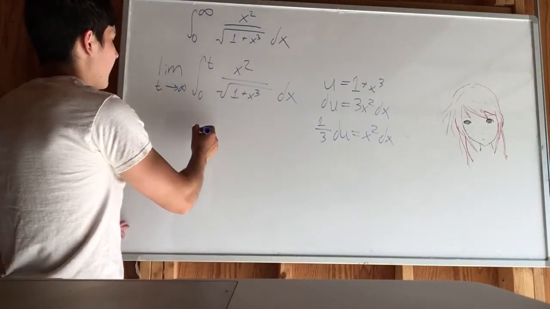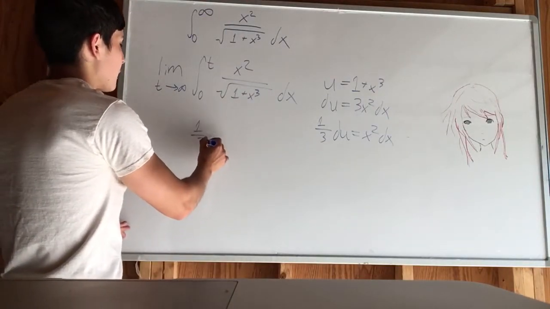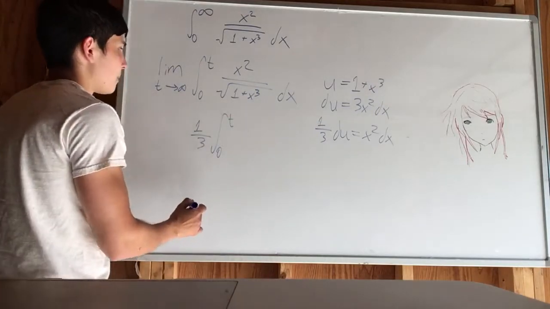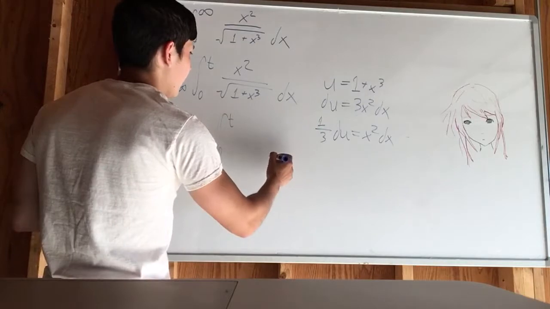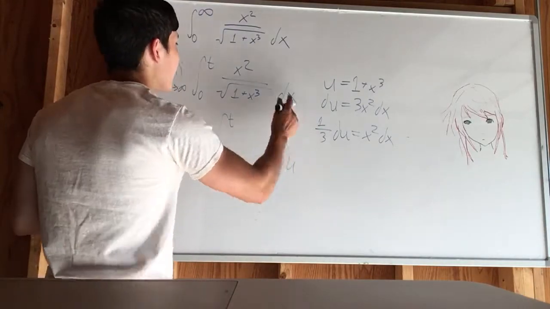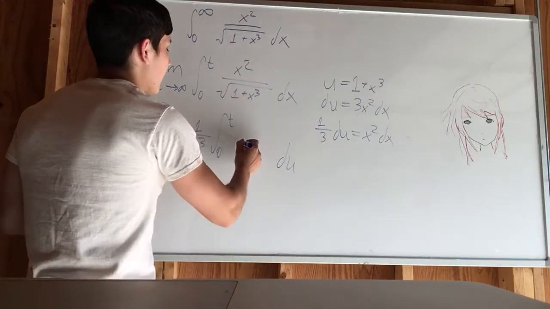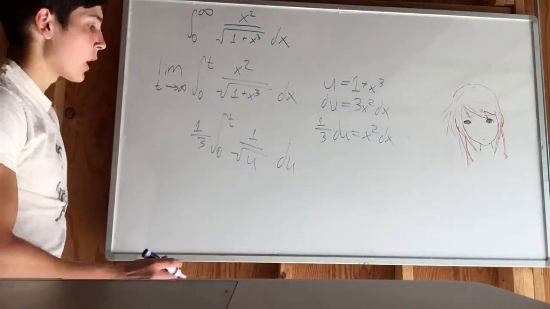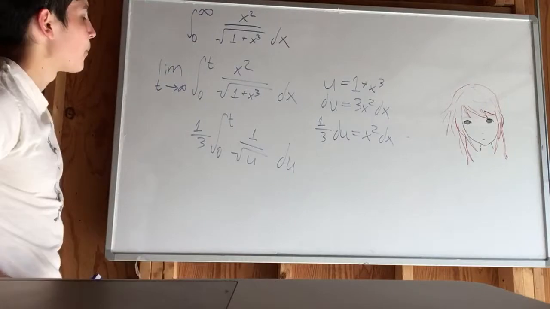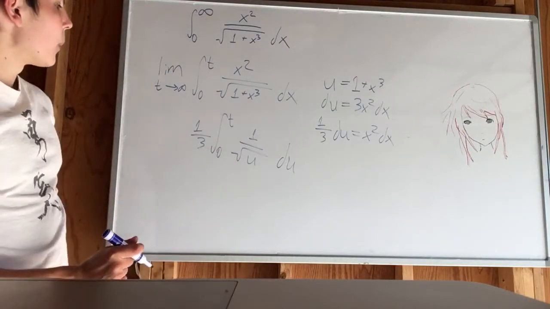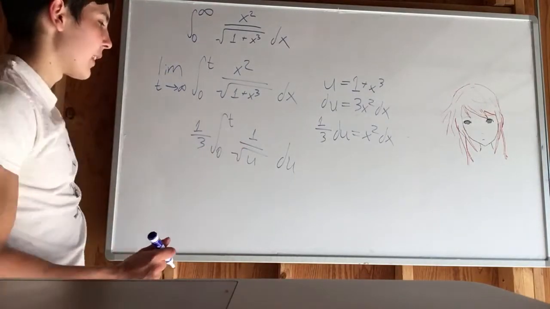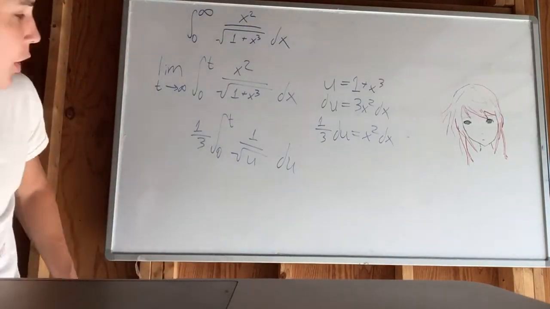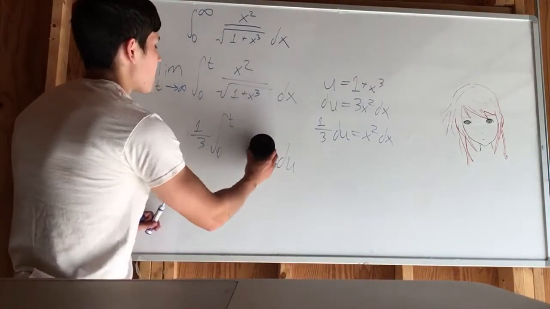So we could go ahead and make this substitution: 1/3 from 0 to t. And we just have du, and we no longer have this. So it's 1 over the square root of u. Now, we could go ahead and integrate this. So this is u to the -1/2.